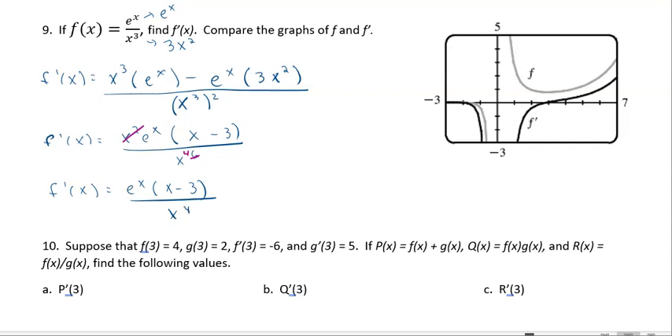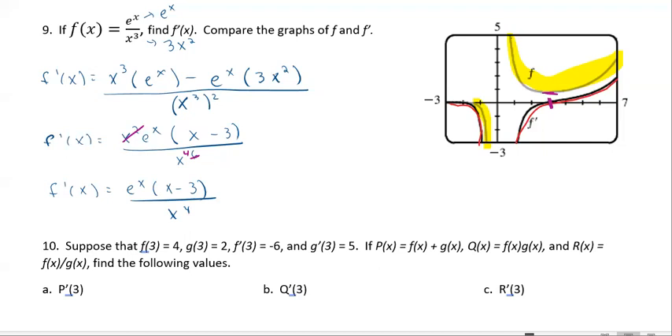So now it says to compare the graphs. Well, here we have our graph of f, and a little piece over here. And then here we have our graph of f prime. So if we compare our graphs, it looks like we have a minimum right here on our original graph, which is going to correspond to a 0 on our derivative.